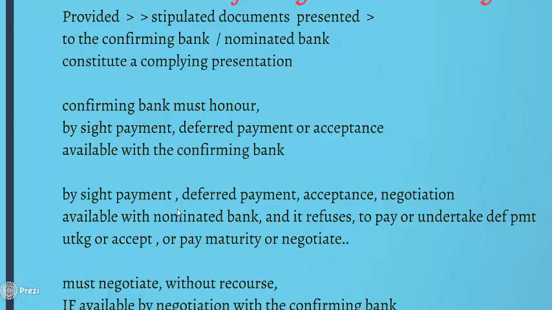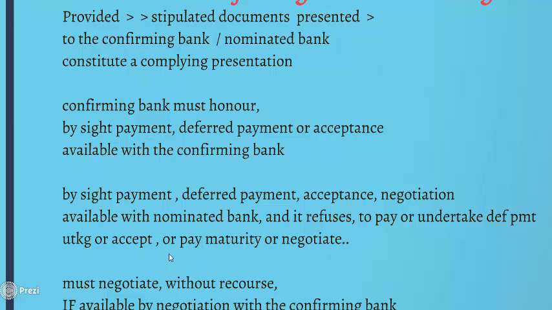If it is available with any other bank, suppose a nominated bank, and if the nominated bank refuses either to pay, or to undertake a deferred payment undertaking, or to accept or to pay on maturity, or to negotiate, if the nominated bank refuses at any point, either at the point of presentation or on the due date, then again the confirming bank has to honor. How do they honor? By sight payment, deferred payment, acceptance, or negotiation. If the nominated bank refuses to negotiate, the confirming bank has to negotiate. But we have seen that in the case of the issuing bank, there is no question of negotiation by the issuing bank. Why? You can only negotiate what is drawn on somebody else. Because the documents are drawn on the issuing bank, and the issuing bank is the issuing party of the credit, they don't negotiate. They either make a sight payment or a deferred payment, or they accept and pay on the due date.